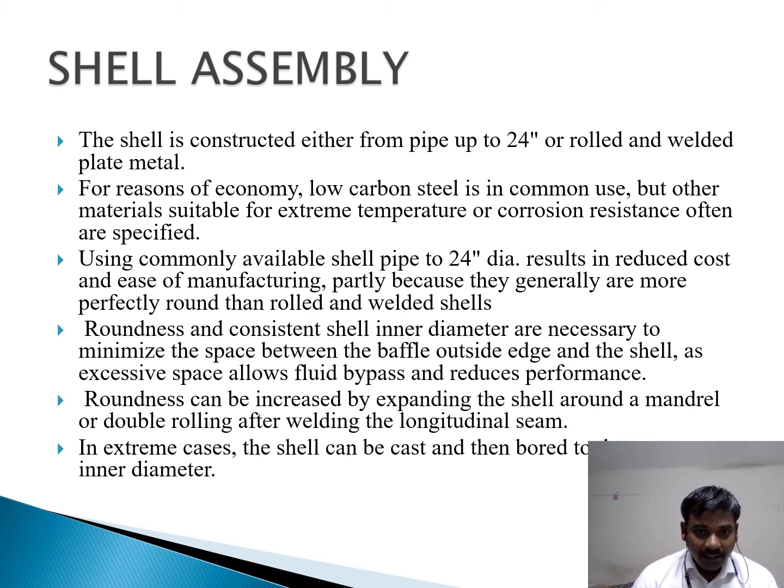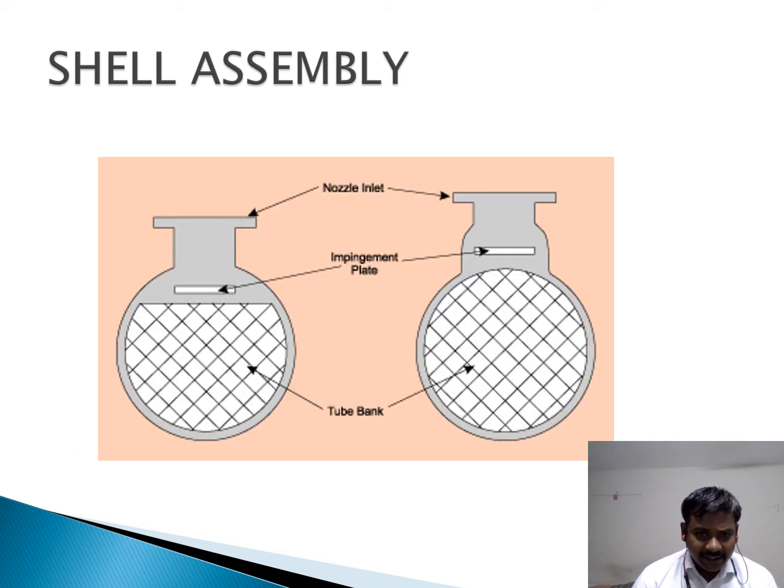Using commonly available shell pipe up to 24 inch diameter results in reduced cost and ease of manufacturing, partially because they generally are more perfectly round than rolled and welded shells. Roundness and consistent shell inner diameter are necessary to minimize the space between the baffle outside edge and the shell, as excessive space allows fluid bypass and reduces performance. In extreme cases, the shell can be cast and then bored to the inner diameter. And this is the shell assembly.